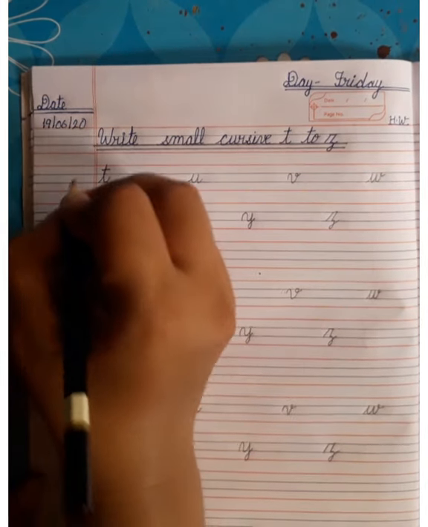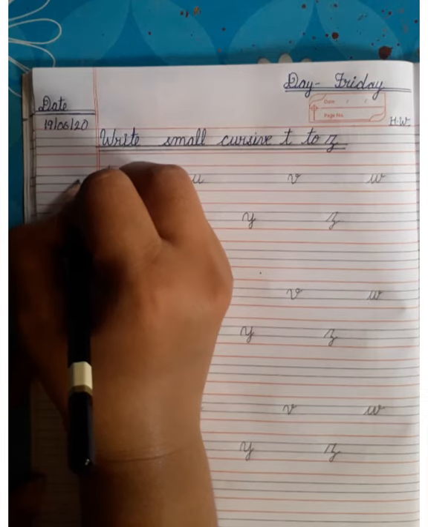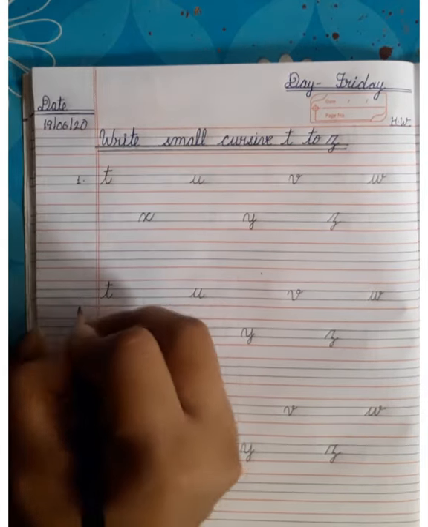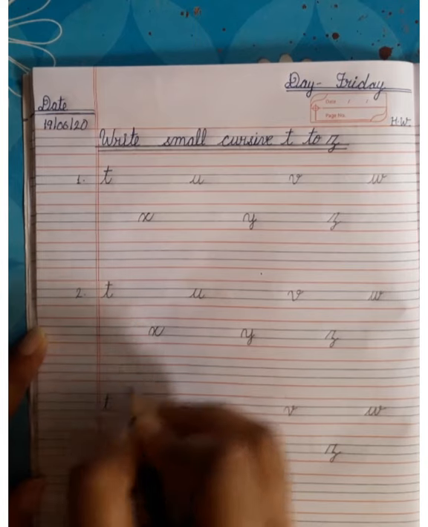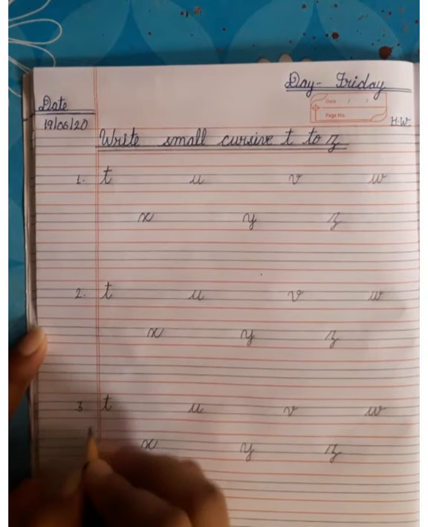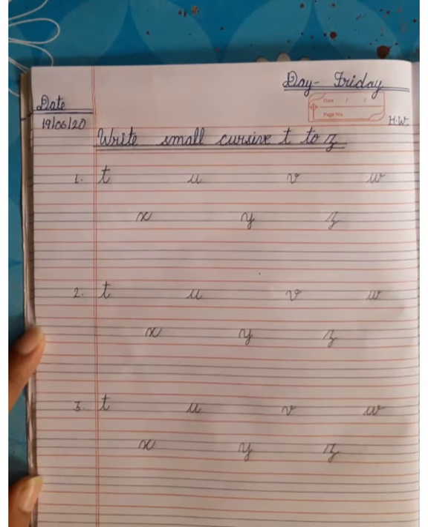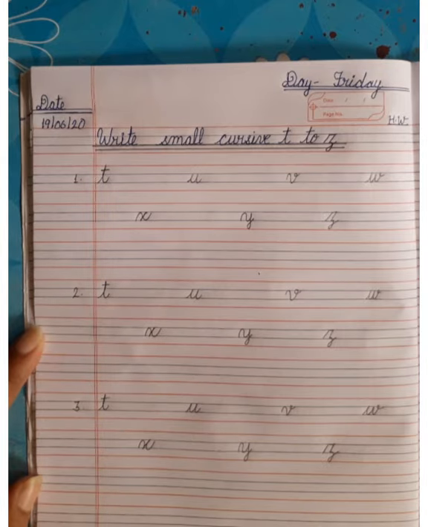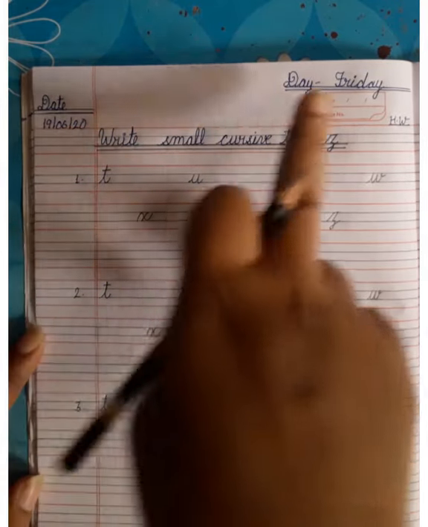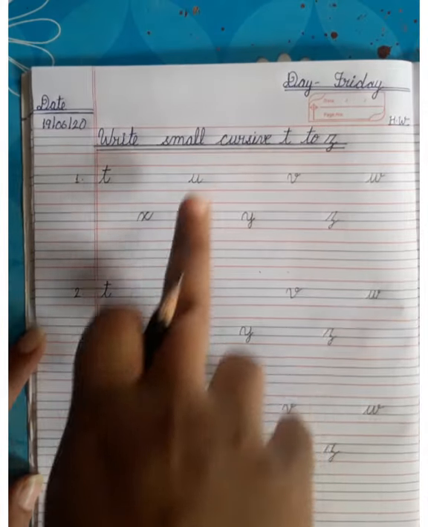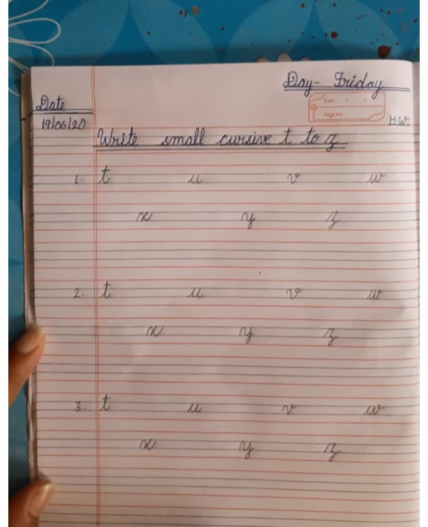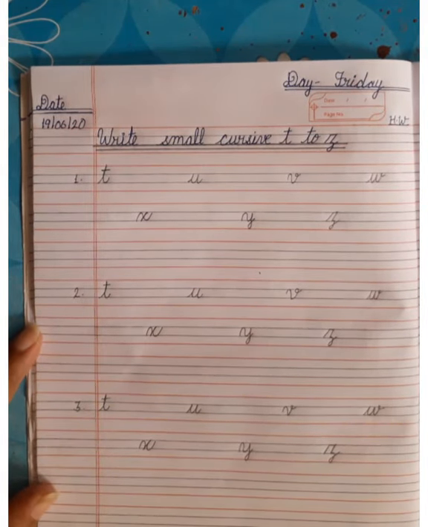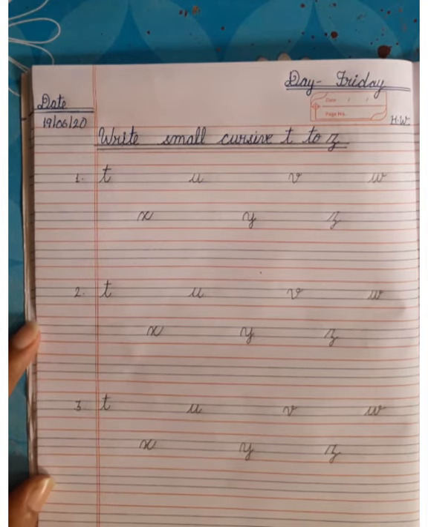You will do this work 3 times on one page: 1, 2 and 3. You will do this work the same way. Firstly, you will mention the date, then the day, then the heading. Then after that you will start your work and do your assignment properly. Then after that you will submit your assignment.